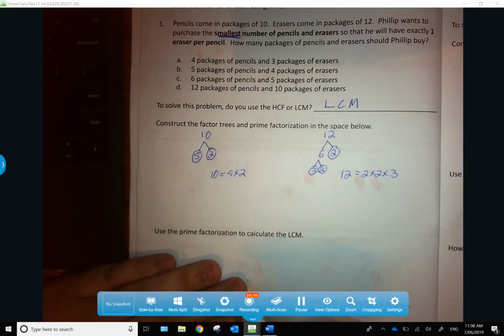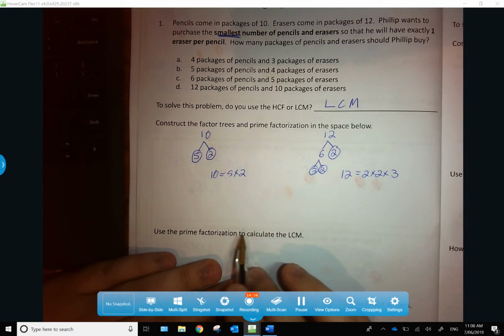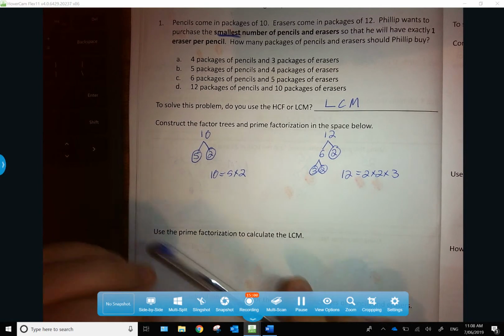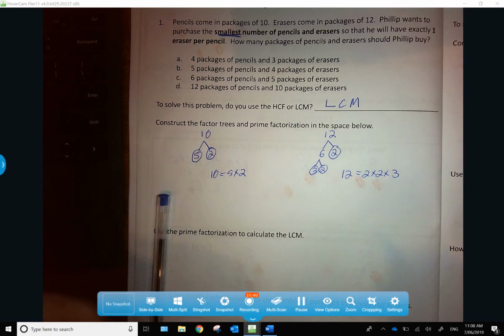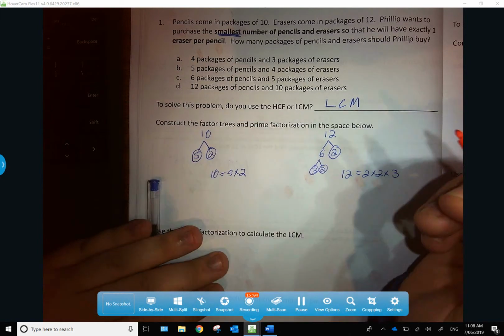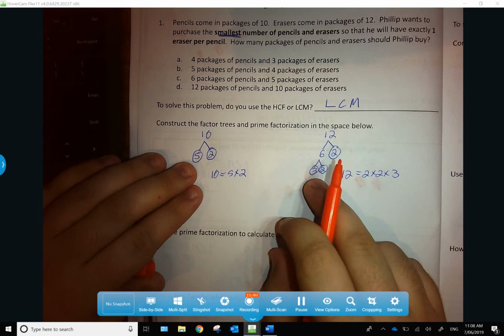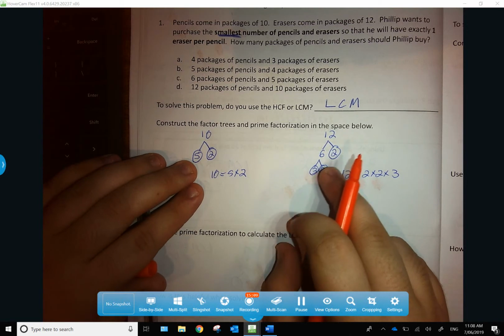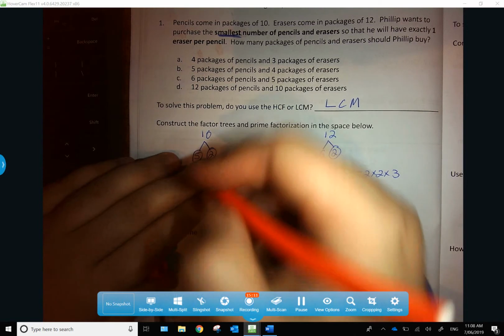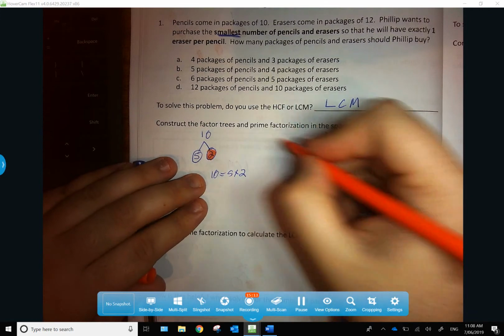Now it says use the prime factorization to calculate the lowest common multiple. Let's have a look. Remember what we did next was we highlighted the pairs. Is there a 5 that I can highlight in both trees? No. What about a 2? Yeah, there's a 2 here.